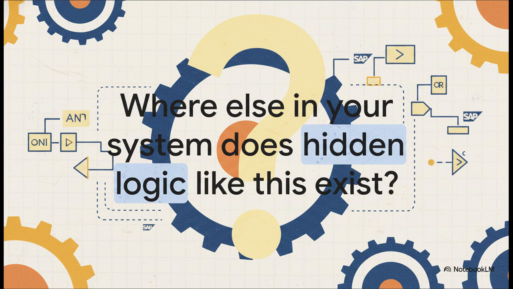Now that you've seen how grouping defines the outcome in these 2 spots, the real question to ask yourself is, where else in your system is a simple, powerful rule like this one just hiding in plain sight?